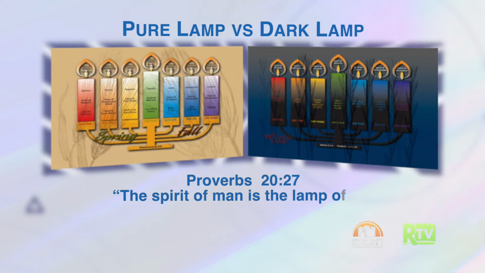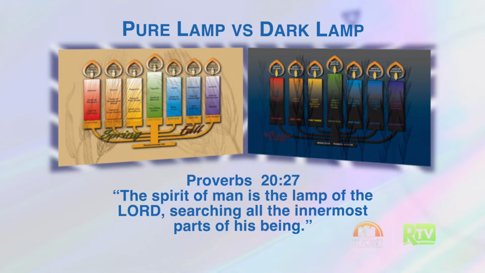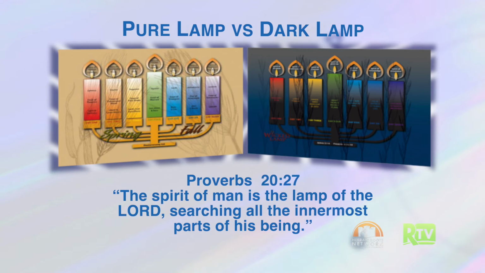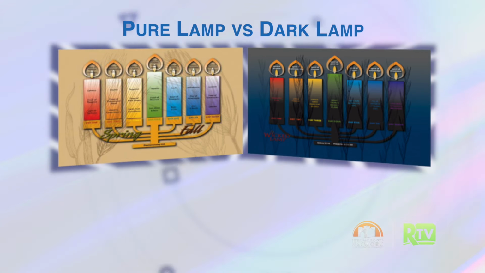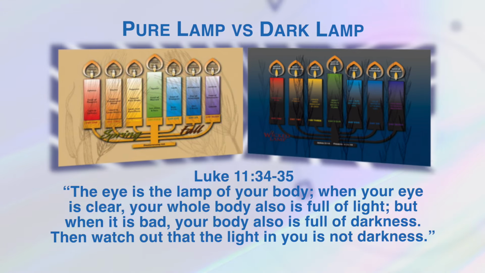And again, for review, Proverbs 20:27, "The spirit of man is the lamp of the Lord, searching all the innermost parts of his being." And then we talked about the eye being clear, right, from Luke 11. Watch out that the light in you is not darkness. So if we think about that wicked lamp, it starts out with haughty eyes, right? That prideful look. And the first thing that does, it separates you. If you think about that, I'm not backing down, right? You're already separated. You're not humble. You're proud. And then there's a lying tongue. So we're moving from our eyes, then to our mouth and what it's uttering. And then we move to hands that shed innocent blood.